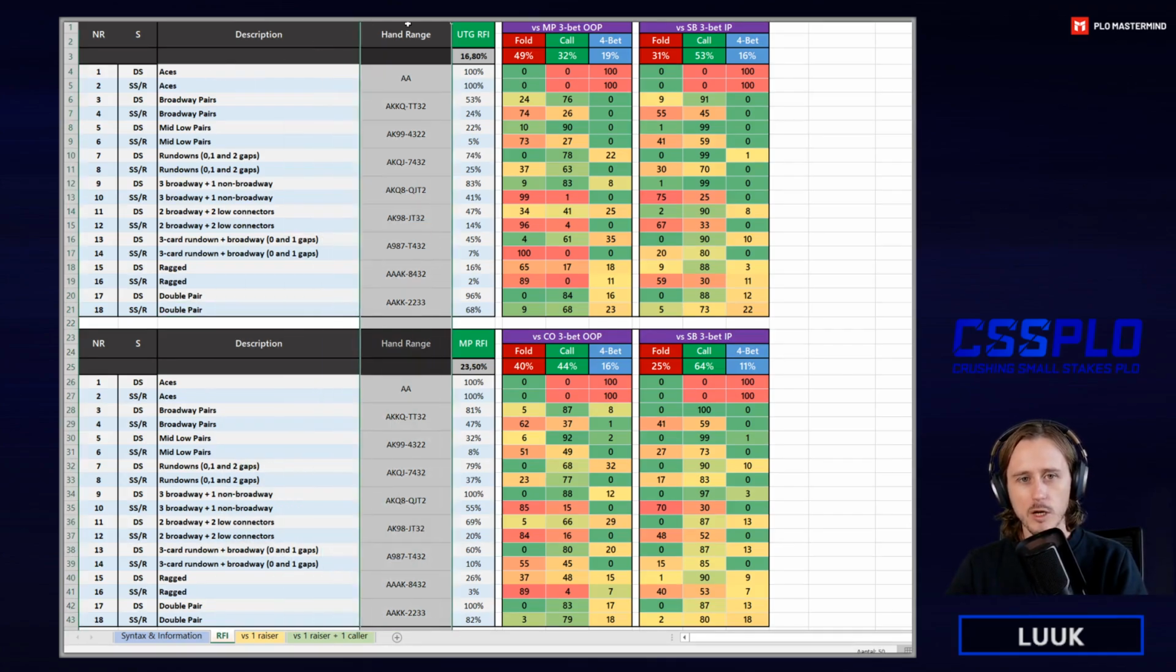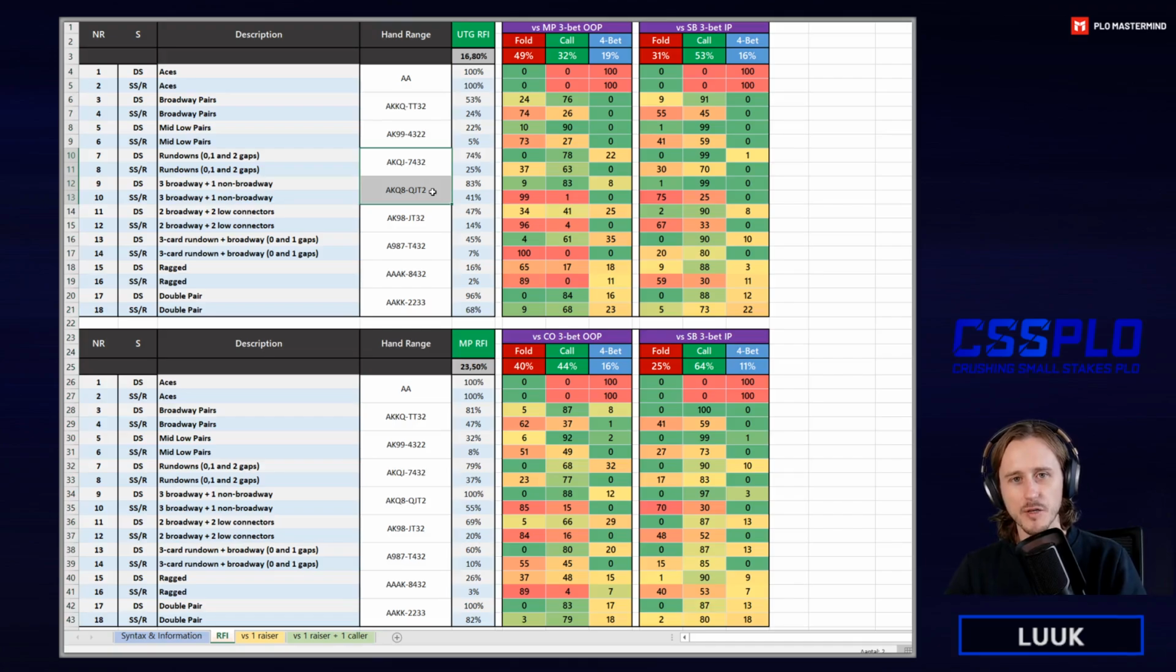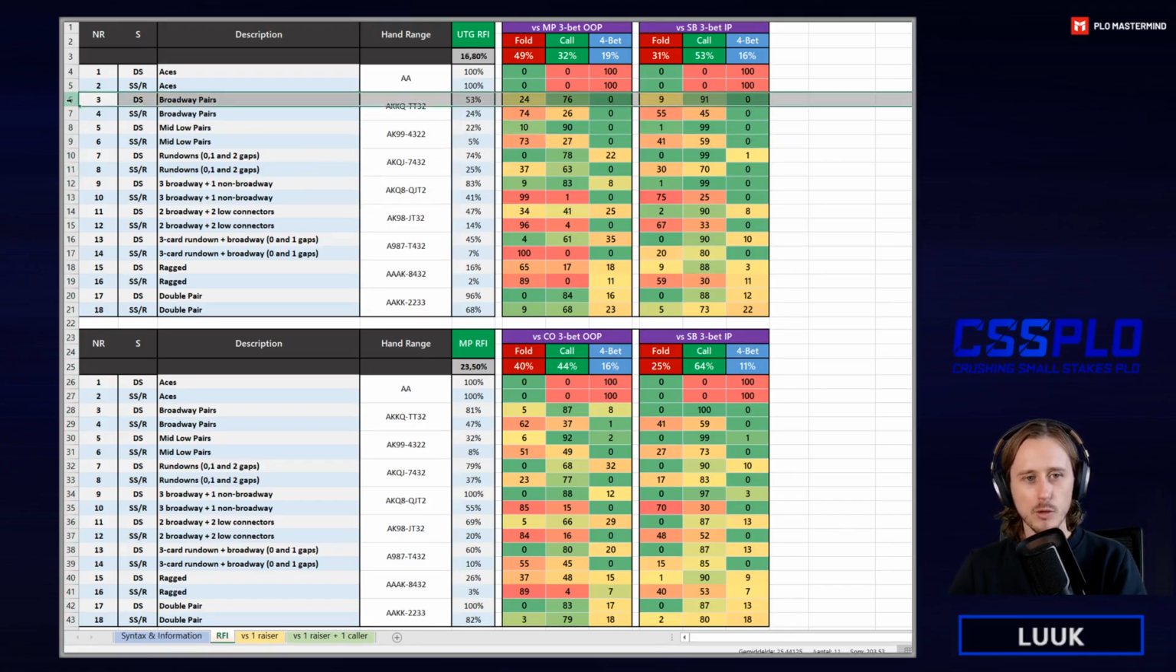Okay, so in column D here you can see the hand range, which describes the best hand of the category and the worst hand of the category. For example, if we look at category 3, we see Broadway pairs. If we then look in the hand range, we can see the best Broadway pair, which is Ace, King, and the worst Broadway pair, which is 10, 10, 3 deuce. Remember that the Broadway pairs are kings to 10s here, because aces are already being discussed in category 1 and category 2.